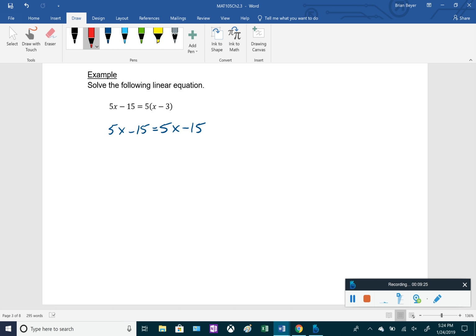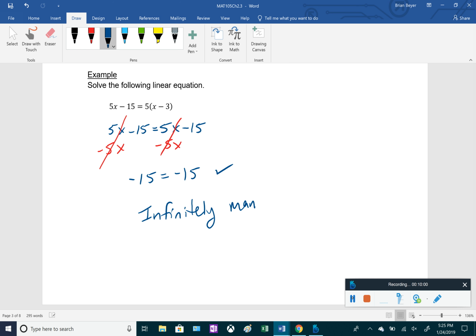But if you didn't recognize it yet, you can subtract 5x on both sides, and you can see that it actually cancels. Then we're left with -15 equals -15. You could add 15 to both sides here and get 0 equals 0, but this is enough to show that it's an identity equation. So this means there are infinitely many solutions. Okay, so that one has infinitely many solutions. And if you didn't believe me, you could plug in any number into x, and it'll always be true from the original.